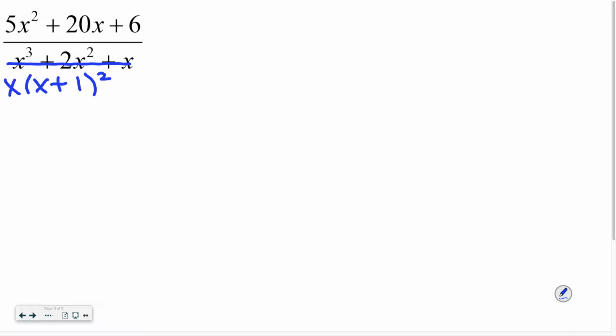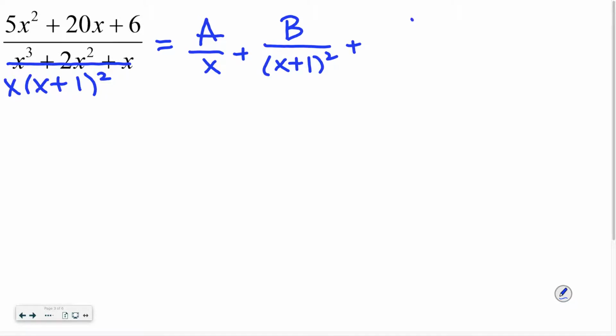So the setup that we used was a over x plus b over x plus 1 squared plus c over x plus 1. Since we have 3 factors, we have 3 fractions. Since all 3 are linear, all 3 numerators are just a number, just a constant. But since we have a repeated factor, keep in mind that each version needs to be in there. So x plus 1 to the first power and x plus 1 to the second power.